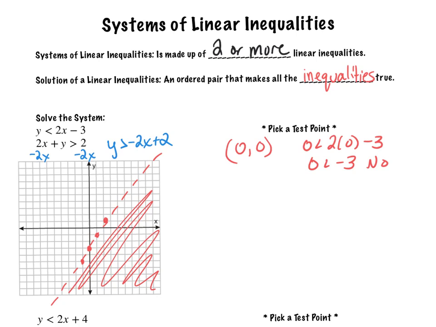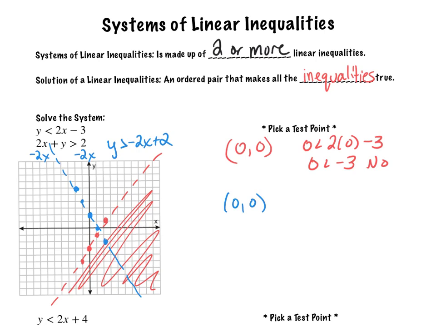Now I look and say, what is my y-intercept? 2. And my slope is negative 2. So I'm going to go down 2 over 1. And then again I ask myself, is it solid or dashed? Dashed, right? Because I have greater than. So I'm going to make a dashed line. And can I use 0, 0 as a test point still? Yes, because that line doesn't go through it.